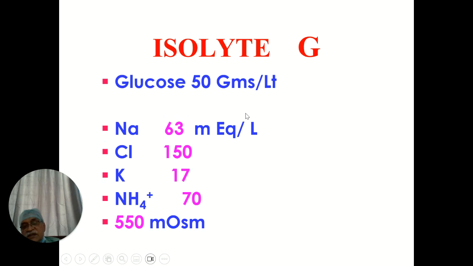Isolyte G is the gastric replacement fluid. It contains sodium, chloride, potassium, and ammonium chloride. The ammonia gives hydrogen and corrects the metabolic alkalosis associated with vomiting.